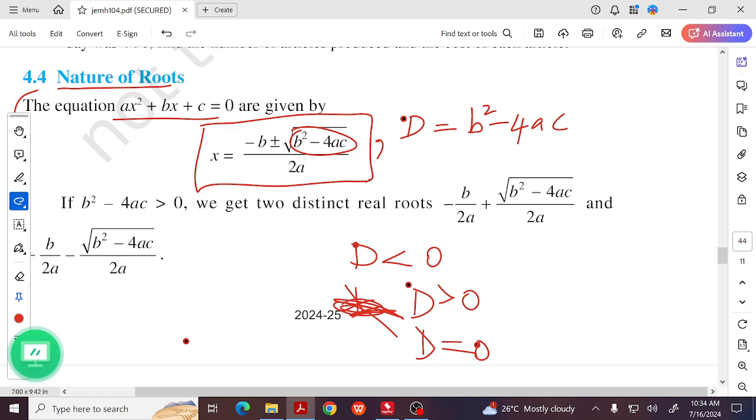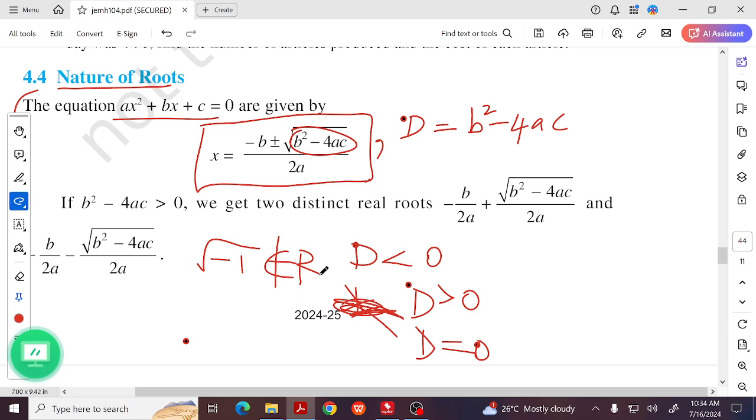Negative is the meaning. D less than 0, in the sense what? The D value we got is negative. Inside the root, if there is a negative, what is the meaning? It does not belong to the real numbers.